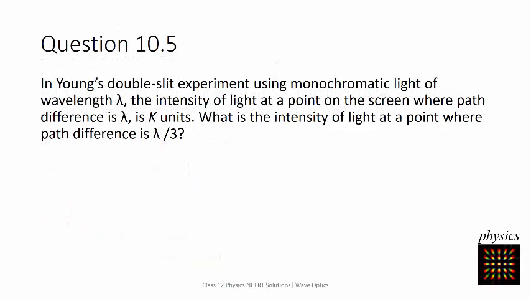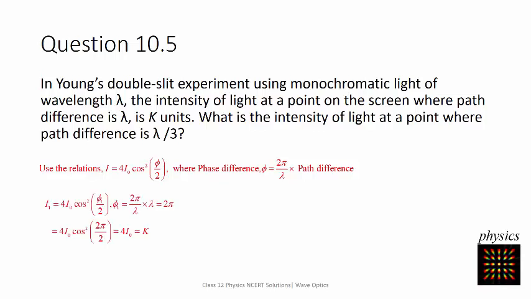Moving on, we need to find the intensity of light at a point on the screen where the path difference is lambda by 3, where the intensity at path difference lambda is given. So how are we going to solve it? We use the expression for intensity, I equal to 4I0 cos square phi over 2. But here we have to change phi, the phase difference, into path difference. So we do it for lambda and we also do it for lambda by 3.